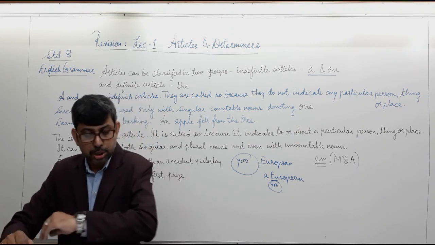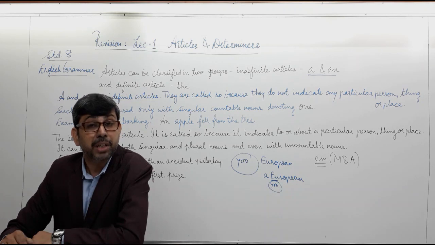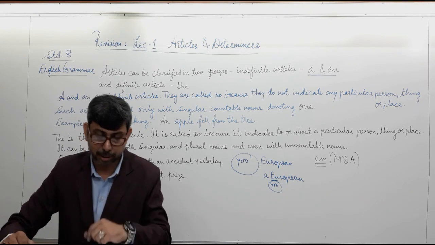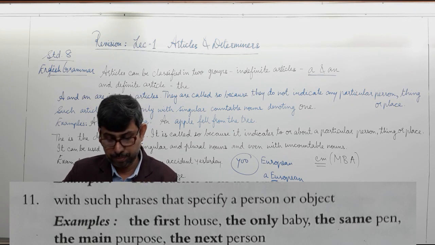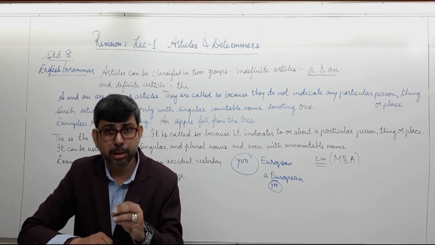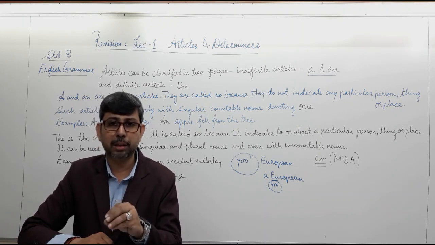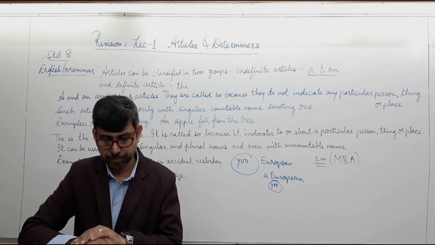The 11th usage of the article the is with phrases that specify a person or object. When a phrase is telling us about a person or an object. For example, the first house. This is a phrase, not a sentence. The first house, the only baby, the same pen, the main purpose, the next person are examples of phrases that specify a person or an object. In such phrases, we make use of the article the.